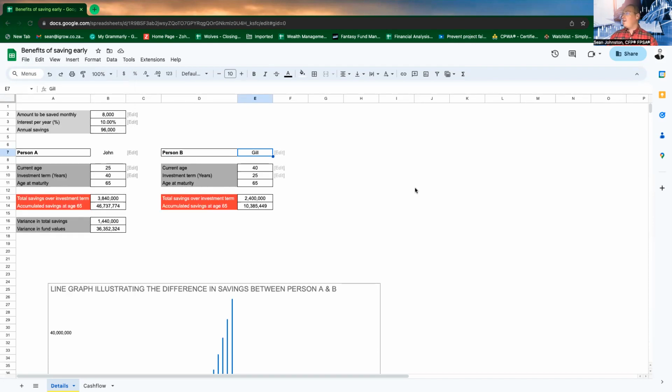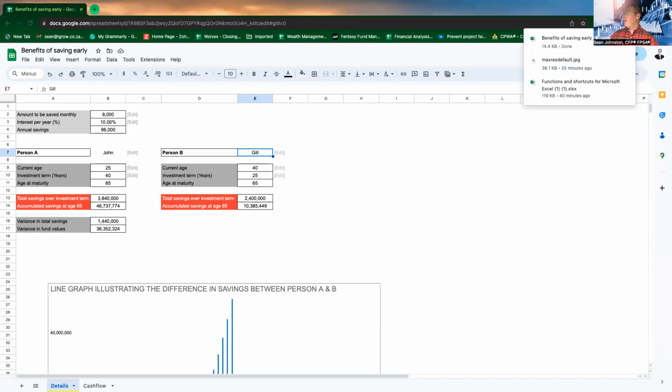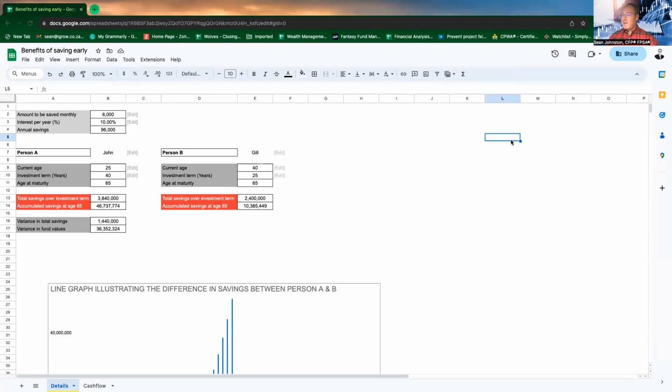So I've just done that over here, and you can see it then comes as an Excel spreadsheet, and then you can make any changes. Nothing is locked, no formulas are locked, so you can make whatever changes you want. But again, this is just for educational purposes to add value to those that are looking to better understand the reasoning behind savings, and the sooner you start, the better it is mathematically.